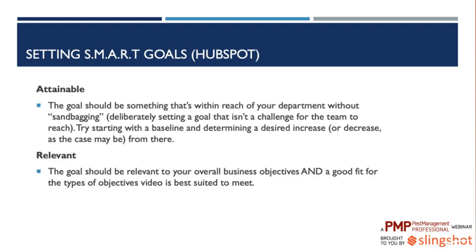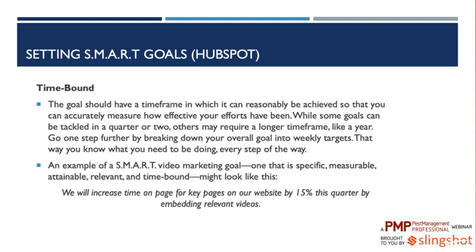Attainable: the goal should be something that's within reach of your department without sandbagging. Try starting with a baseline and determining a desired increase from there. Relevant: the goal should be relevant to your overall business objective and a good fit for the types of objectives videos is best suited to meet. And time-bound: the goal should have a time frame in which it can reasonably be achieved so that you can accurately measure how effective your efforts have been. So an example of a SMART video marketing goal, one that is specific, measurable, attainable, relevant, and time-bound, may look like this.